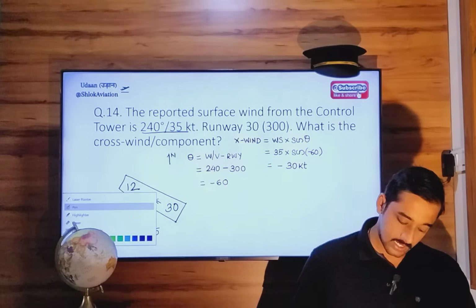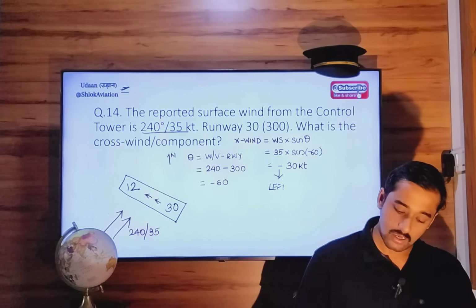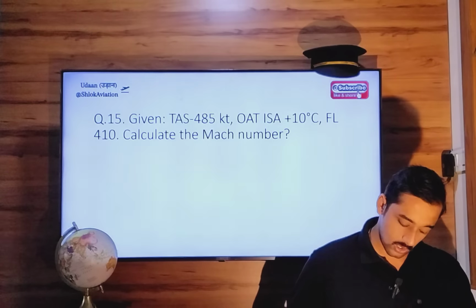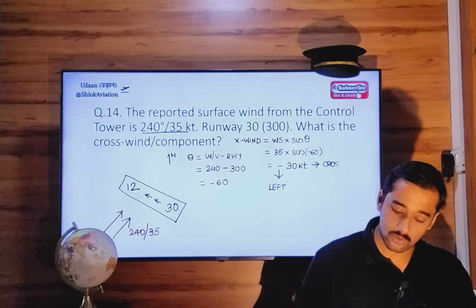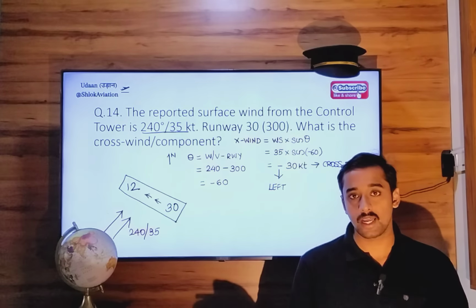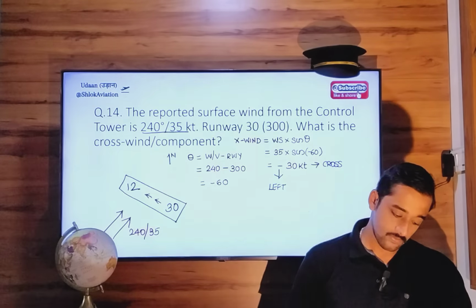Over here, the minus sign represents that the winds are coming from your left hand side, and 30 knots is the crosswind component. Okay, so you're getting a crosswind of 30 knots from left, as represented in this diagram.